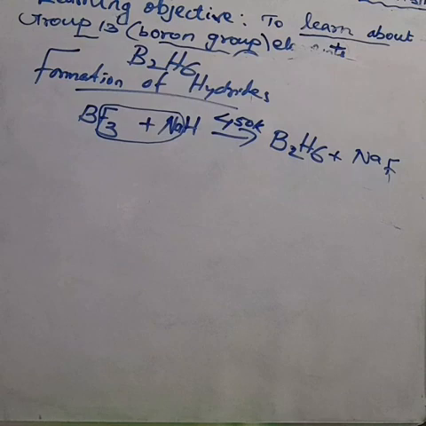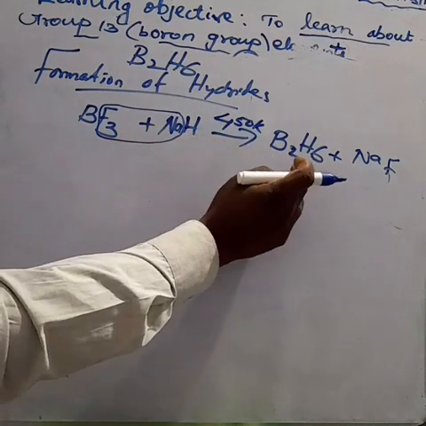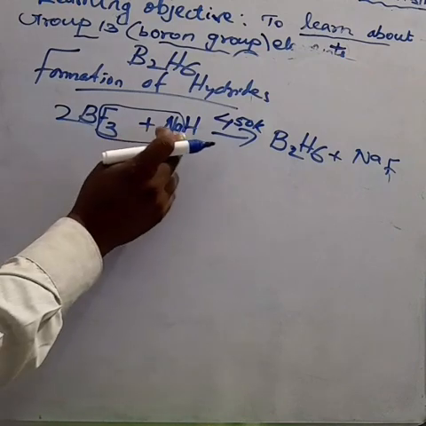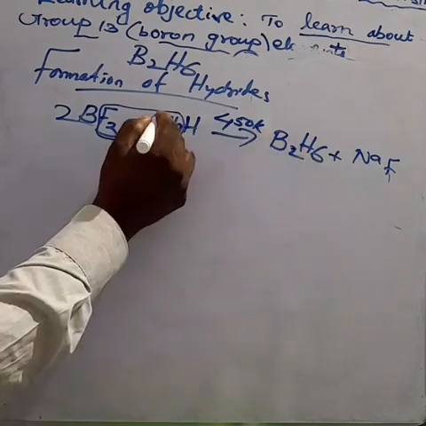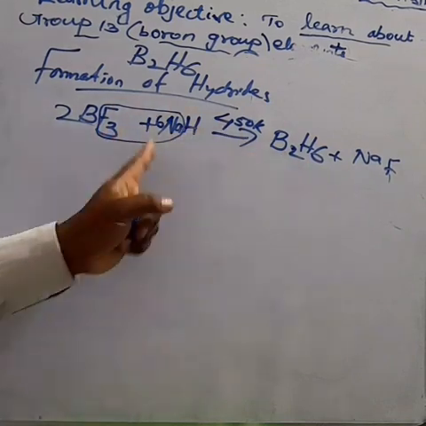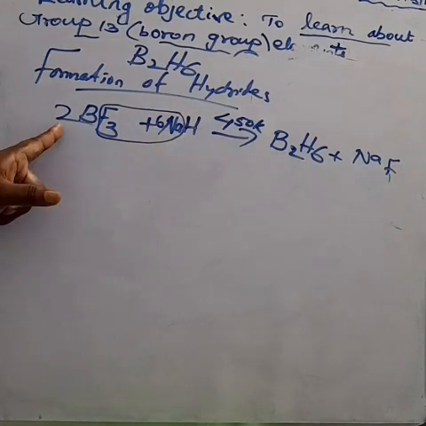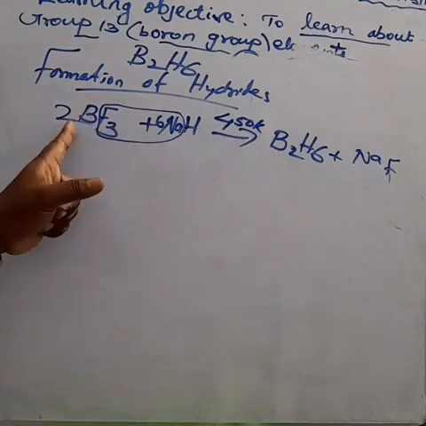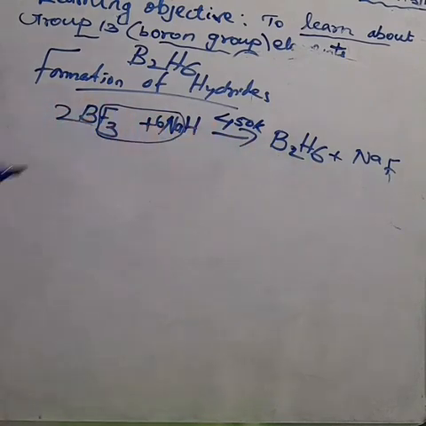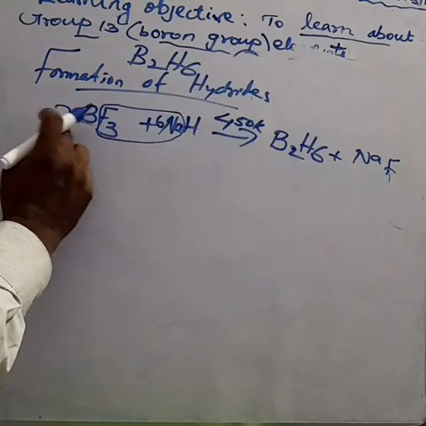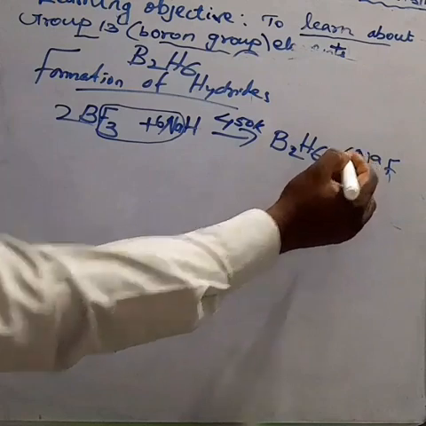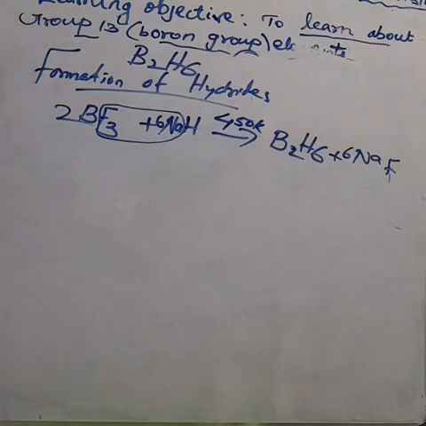Dear children, on the product side how much boron is there? 2 boron, so make it 2 here. How much hydrogen is there? 6 hydrogen, so make it 6 here. How much fluorine is there? 6 fluorine. How much sodium is there? 6 sodium, so make it 6. So now the equation is balanced.